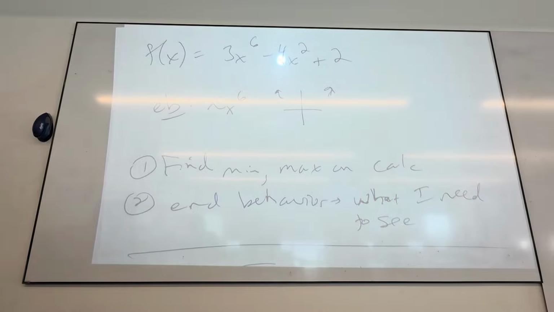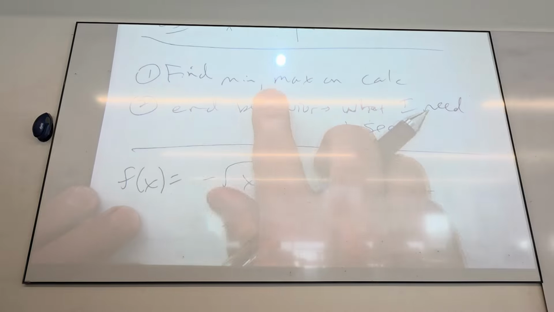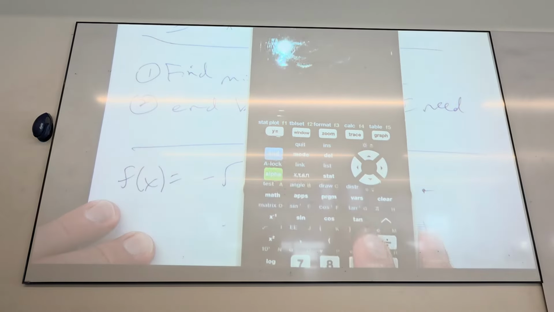So, I've got a couple things I want to remind myself about. I'm going to talk more about end behavior in a minute, but I want to show you how to find the min and max on a calculator. Is anyone curious about that? A little bit? Okay.